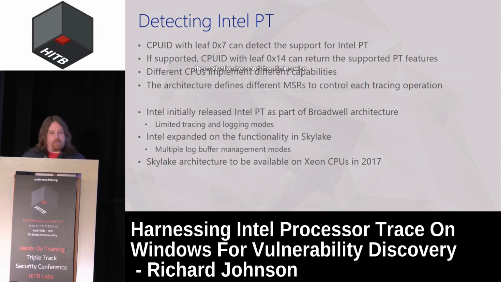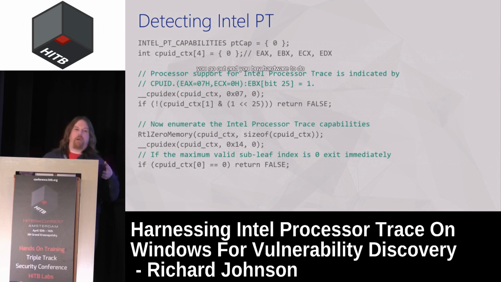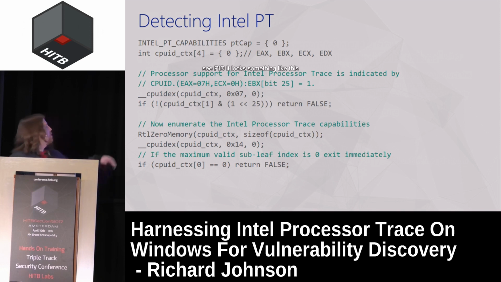So that was kind of the motivation here, and then timing-wise, I've been aiming for getting it done right about now because the Xeon CPUs are switching to the Skylake architecture this year. So now when you go out and buy hardware to do malware analysis or fuzzing at scale, you can use my software right away. So anyways, as I mentioned, use CPUID. It looks something like this. This isn't too important, but the point is it's pretty simple.